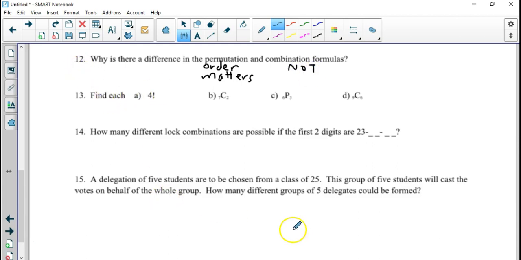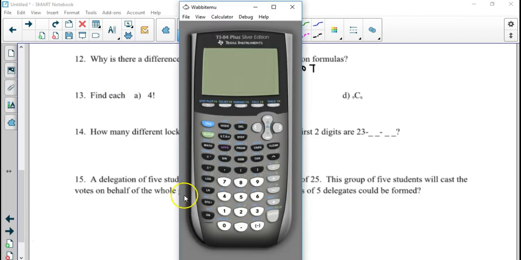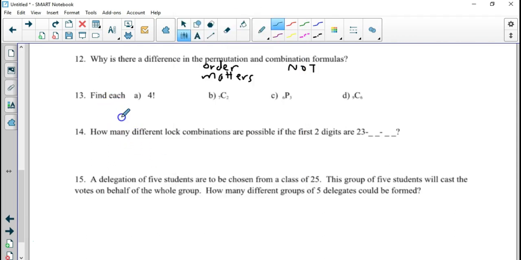Number 13a, find 4 factorial. So you're going to go to your calculator, put the number 4, go to your math key, over, and then number 4 is your factorial. You can either arrow down or just hit number 4. And so that's 24, which is the same thing as 4 times 3 times 2 times 1.